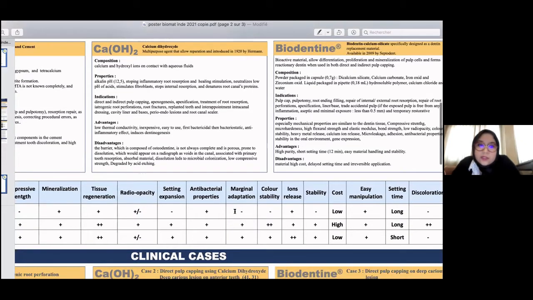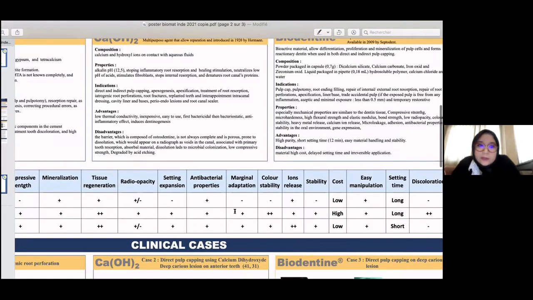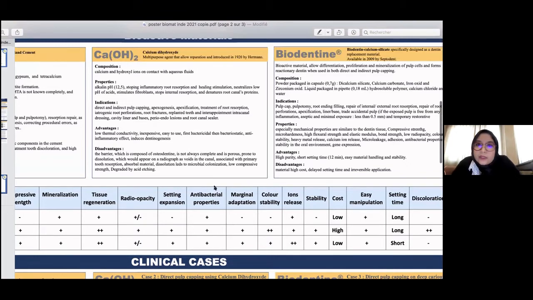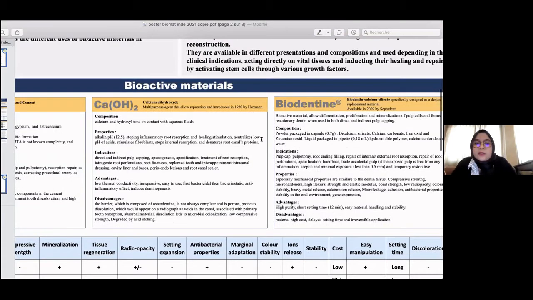Its disadvantages: the barrier, which is composed of osteodentin, is not always complete and is porous, prone to dissolution, which would appear on a radiograph as voids in the canal. Associated with primary tooth resorption, material dissolution leads to microbial colonization. Low compressive strength, and it is easily degraded by acid etching while proceeding to the bonding procedure.